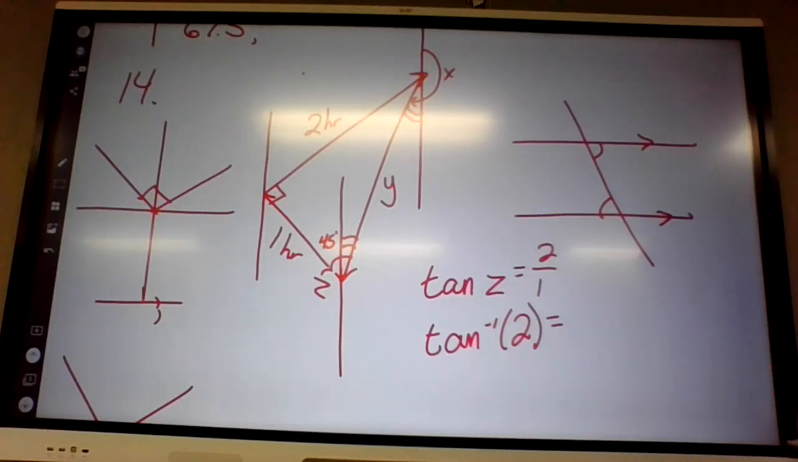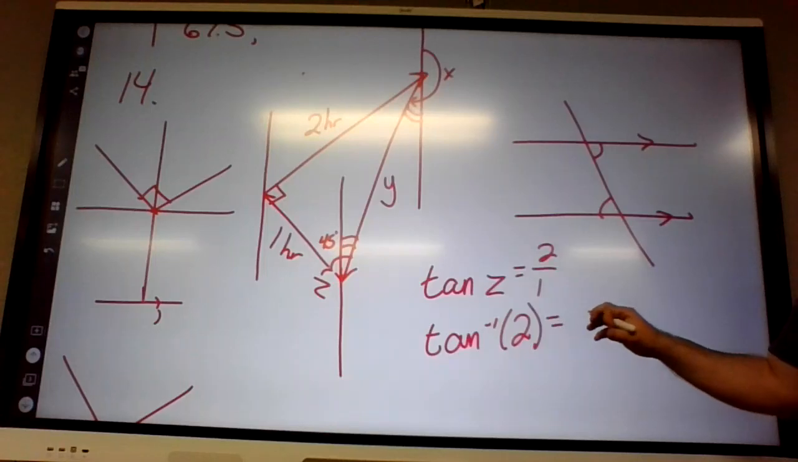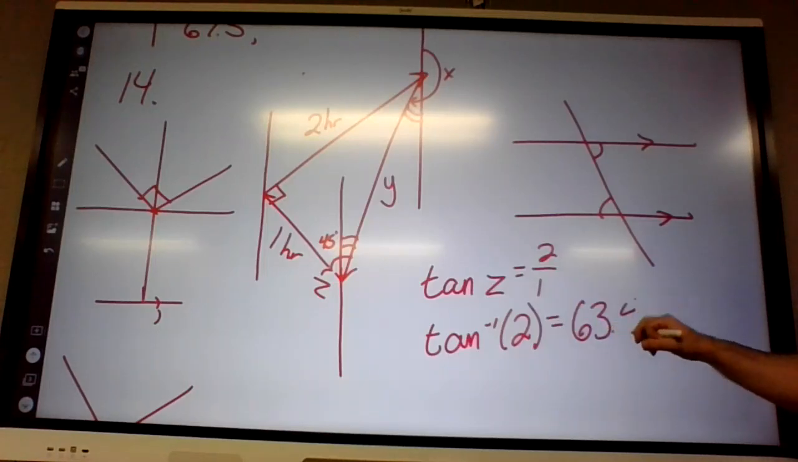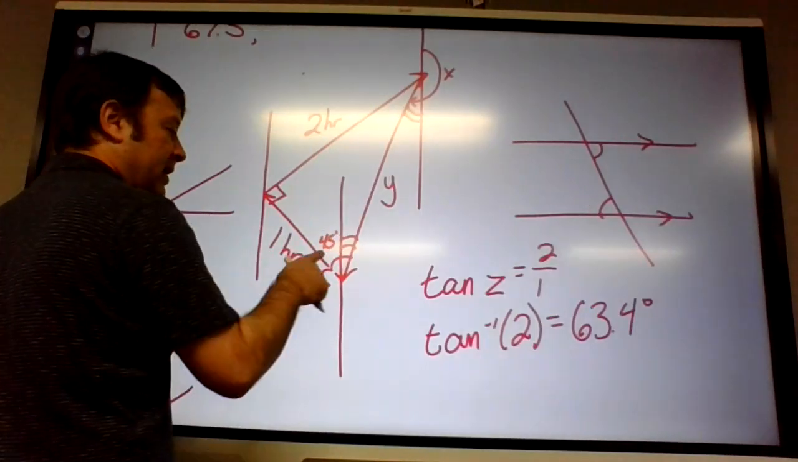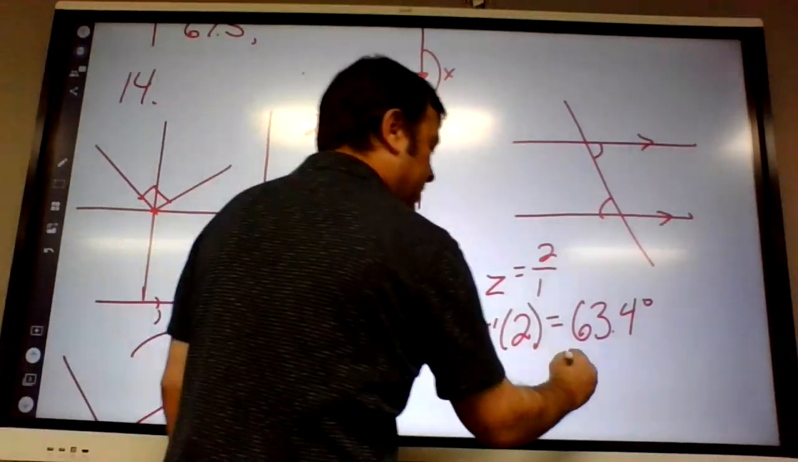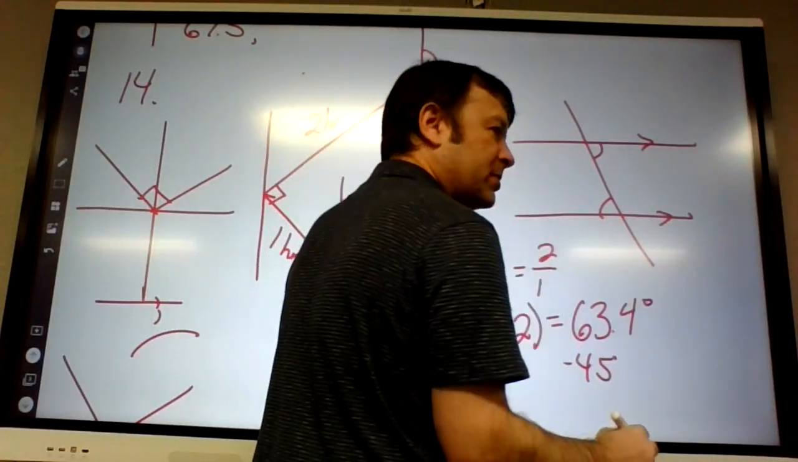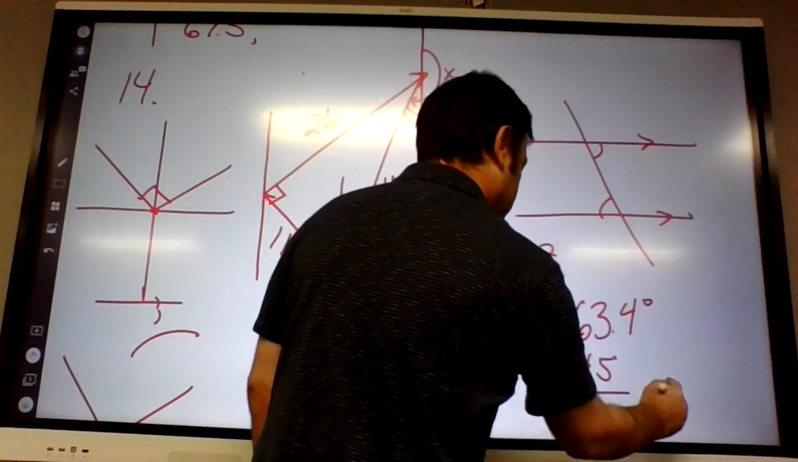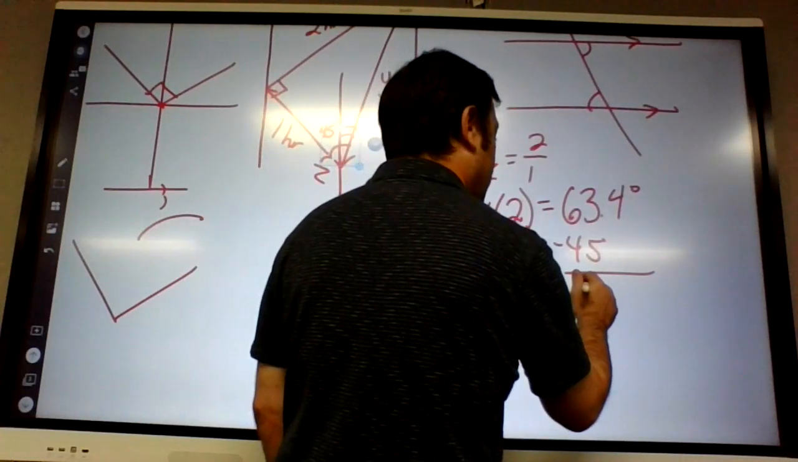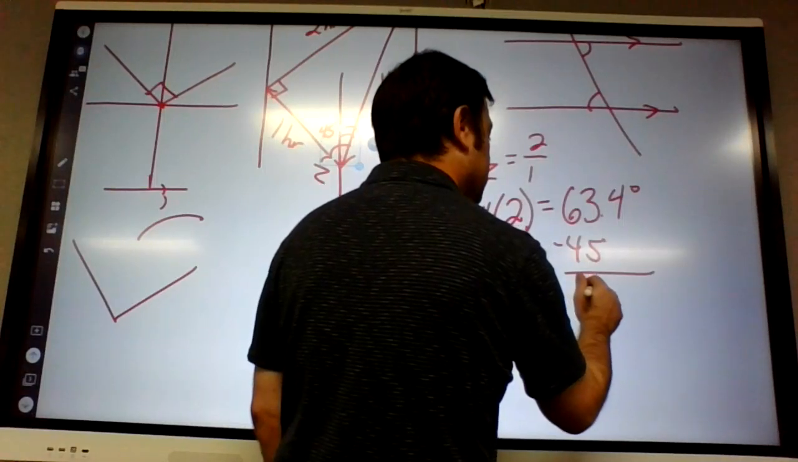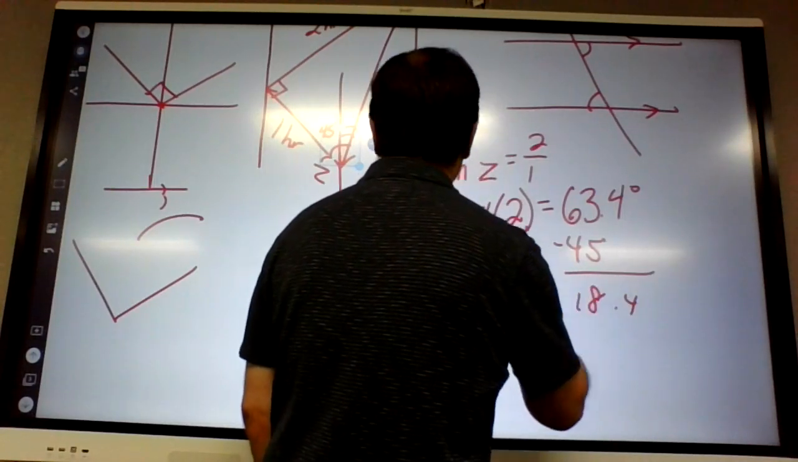Toughy, wasn't it? Anybody think they got it on their own without? Yeah. Caden thinks he might. Get out. What? 63.4. Okay.